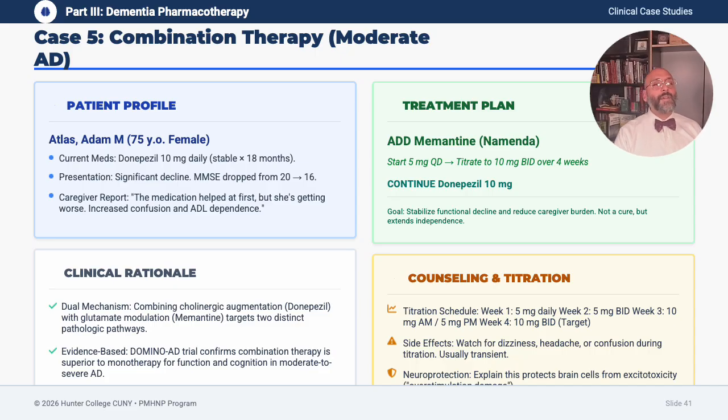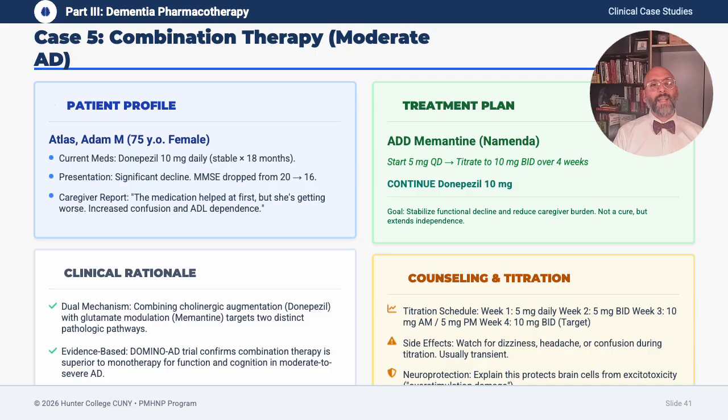The cholinesterase inhibitor isn't failing, it's doing what it can, but the disease has advanced enough that cholinergic support alone is no longer sufficient. So the next step here, we're saying, is to add memantine, not replace the donepezil. So you start at 5 milligrams once a day, titrate that up over 4 weeks to 10 milligrams twice a day, while continuing the donepezil. So mechanistically you're targeting those two distinct pathways of glutamate modulation.